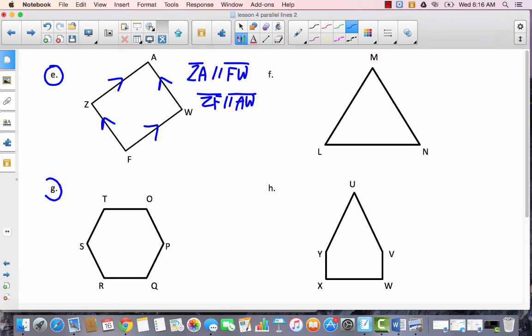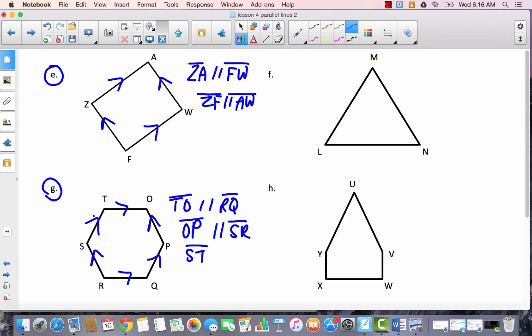But I do see some parallel lines in this object. I see several. I see this is parallel to this. I see this line segment is parallel to this line segment, and this line segment is parallel to this line segment. So I would say line segment TO is parallel to line segment RQ. Line segment OP is parallel to line segment SR. I would say line segment ST is parallel to line segment PQ.